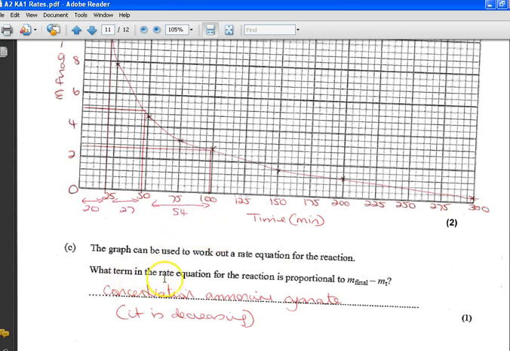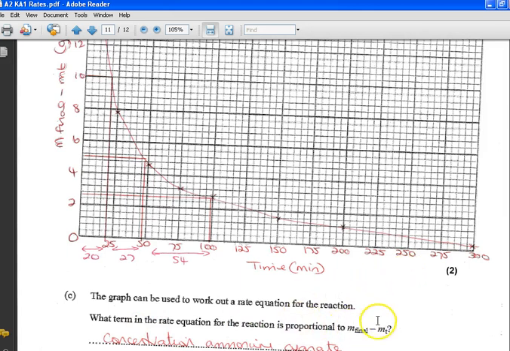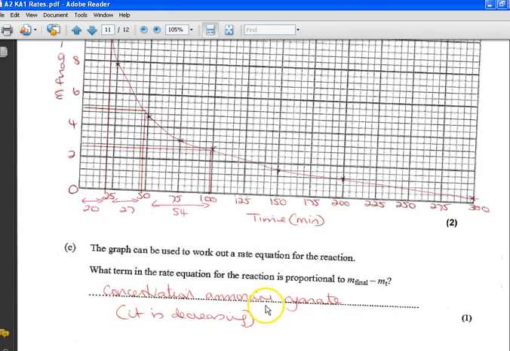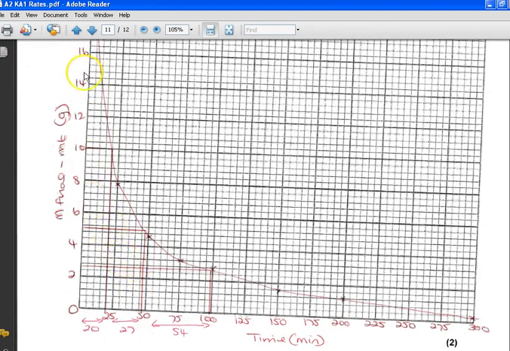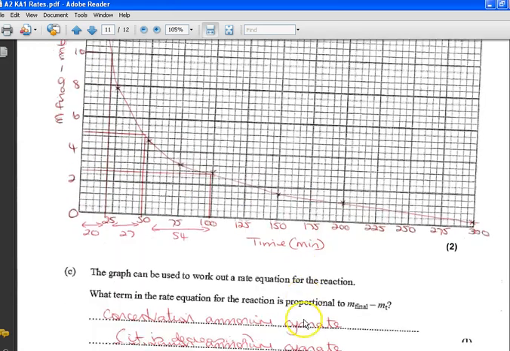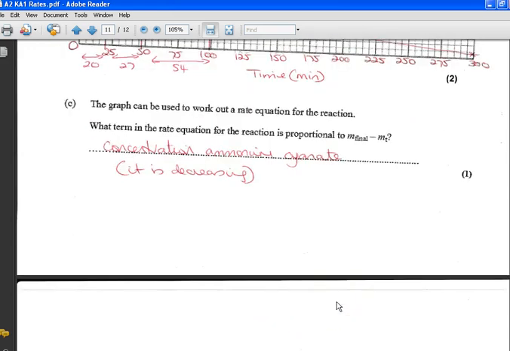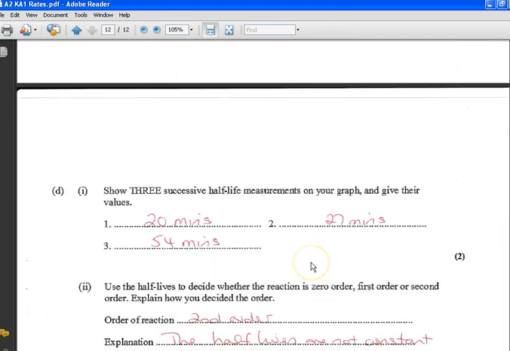Before that, what is this M final minus MT? What term in the rate equation is it proportional to? It's obviously the concentration of ammonium cyanate. You only had ammonium cyanate in your reaction, and the concentration of it is decreasing. So that's what it's proportional to. You measure your 3 half-lives.